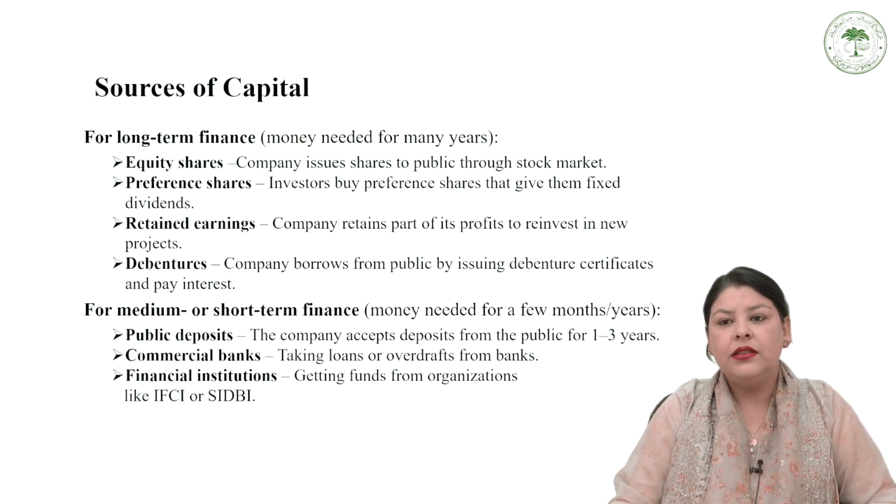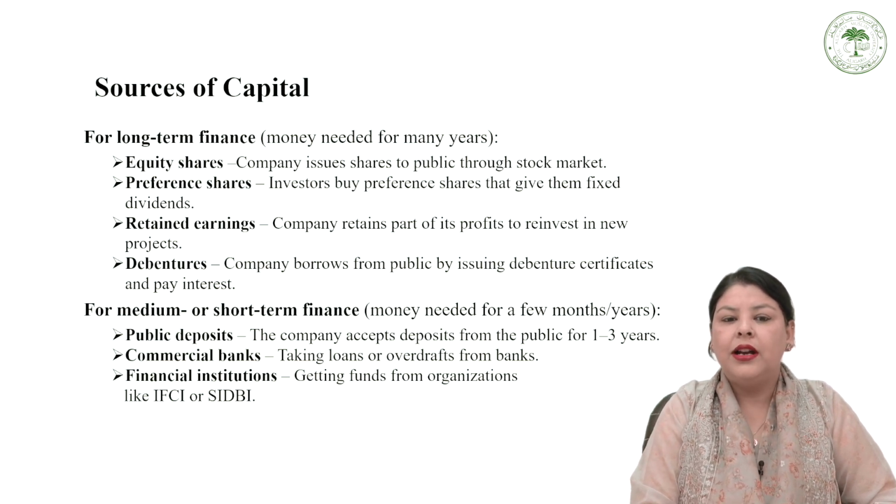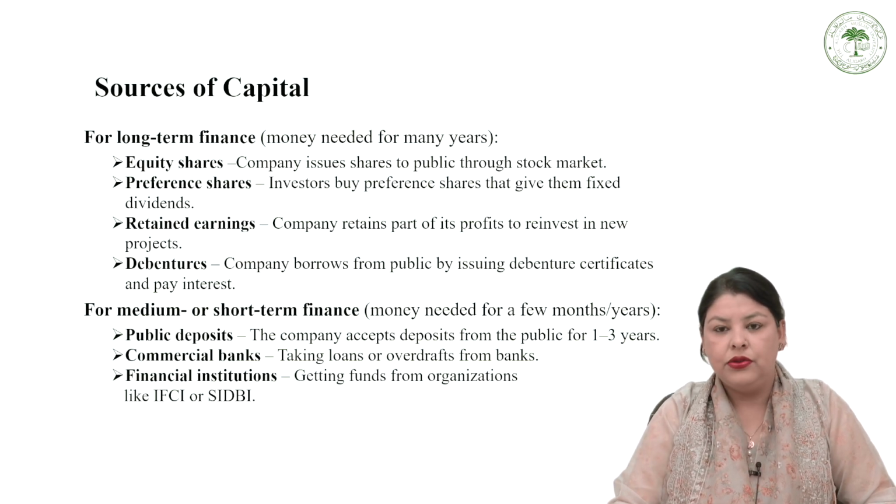Now, when it comes to raising finance or money, companies have several other options. For long-term needs, that is, money required for many years, they have four main options. First, equity shares, where the company issues shares to the public through the stock market. Second is preference shares, in which investors get a fixed dividend. And third is retained earnings, where instead of paying out all profits, the company reinvests a portion back into the business. And fourth is debentures, where the company borrows from the public and pays them interest. For medium or short term needs, companies use public deposits, loans, or overdrafts from commercial banks and financial institutions.